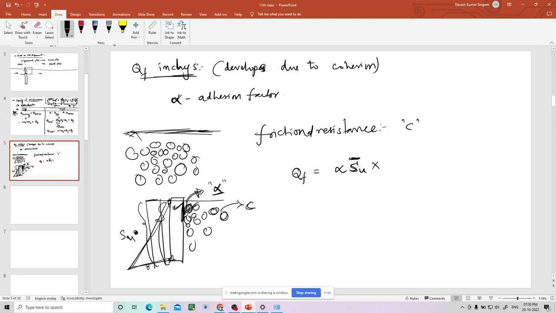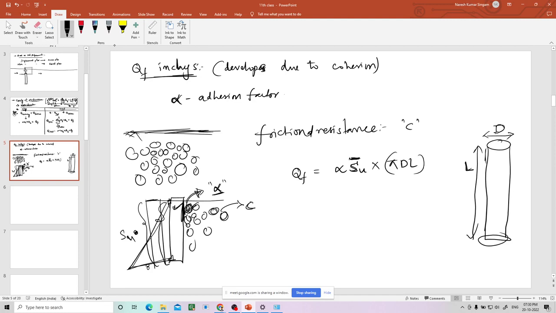If you multiply by the surface area, what is the surface area of the pile which is in circular shape? Side surface. Can someone tell if it is D and if it is L? So what is the surface area? Pi D L is the surface area. So this is what the frictional resistance coming to the clays.